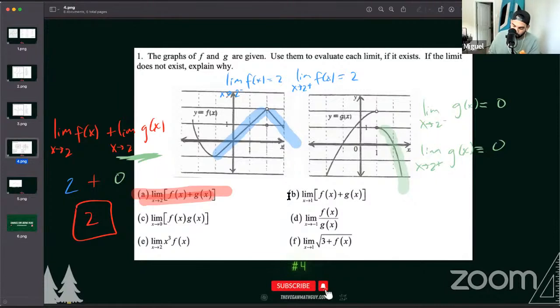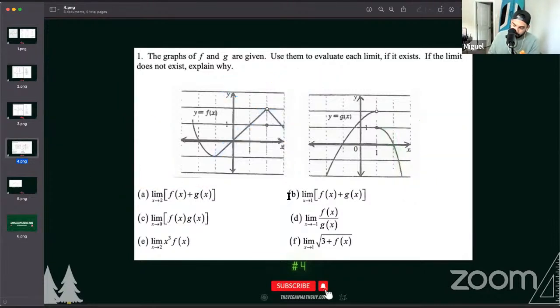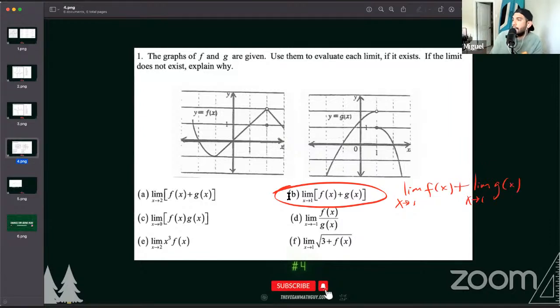Okay, let's go to part B. Hopefully we can see that and understand that. Okay, so the same thing for part B. I'm just going to separate it. So I'm going to do the limit of f of x as x approaches 1 plus the limit of g of x as x approaches 1. This is really, really interesting.